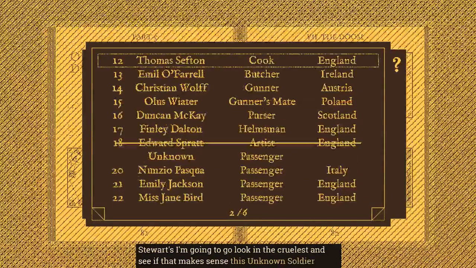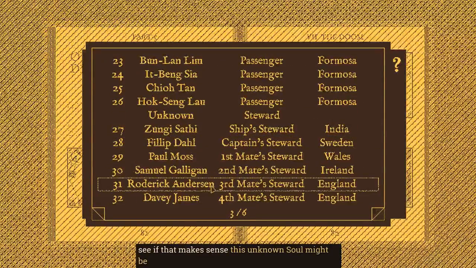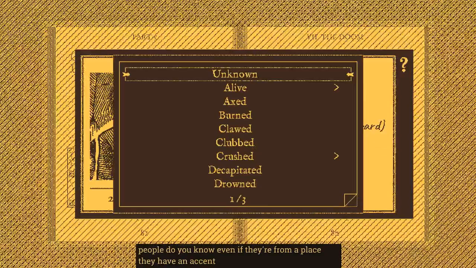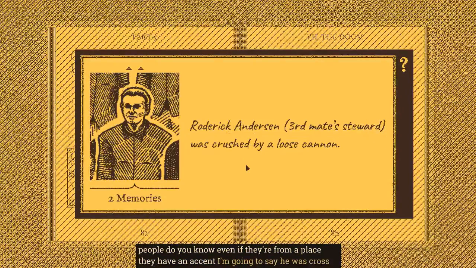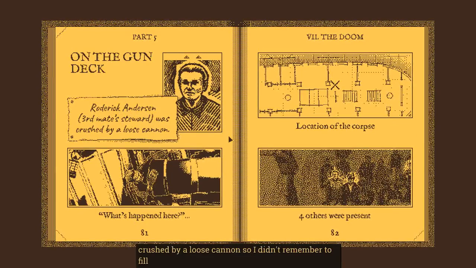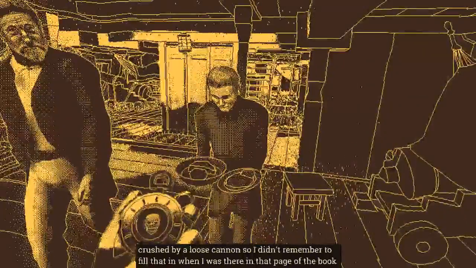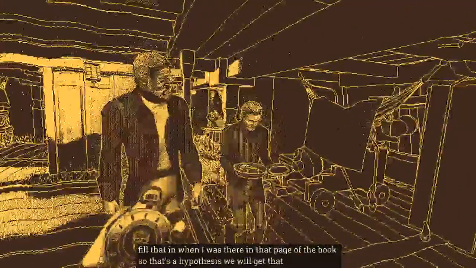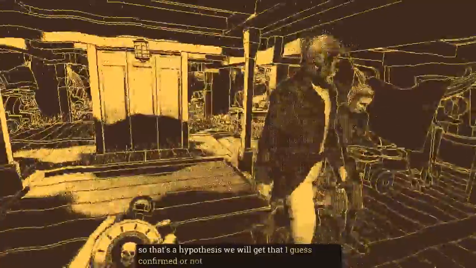This unknown soul might be crew member number 31, Roderick Anderson, who's from England. It doesn't indicate that he might have an accent, but you never know. Some people do. You know, even if they're from a place, they have an accent. I'm going to say he was crushed by a loose cannon, because I didn't remember to fill that in when I was there in that page of the book. So that's a hypothesis. We will get that, I guess, confirmed or not as we go forward.